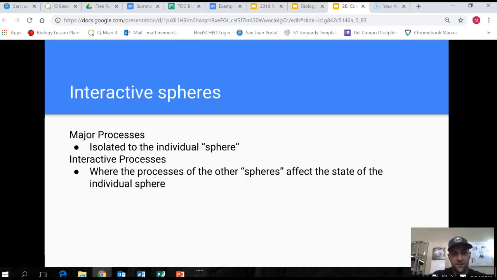Today we're going to be talking about those interactive processes. So within the spheres, there are major processes that go on, and then between the spheres, we're going to see processes that can affect the individual state of those other spheres. Okay, so I've used sphere a lot, but again, that's what we're looking at. So the interactive processes, and then kind of major processes within each of those.